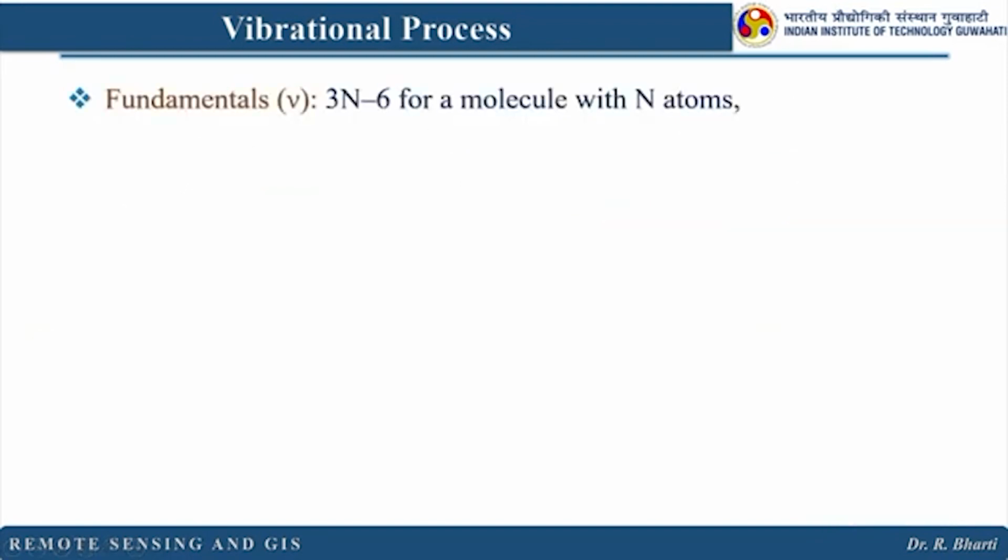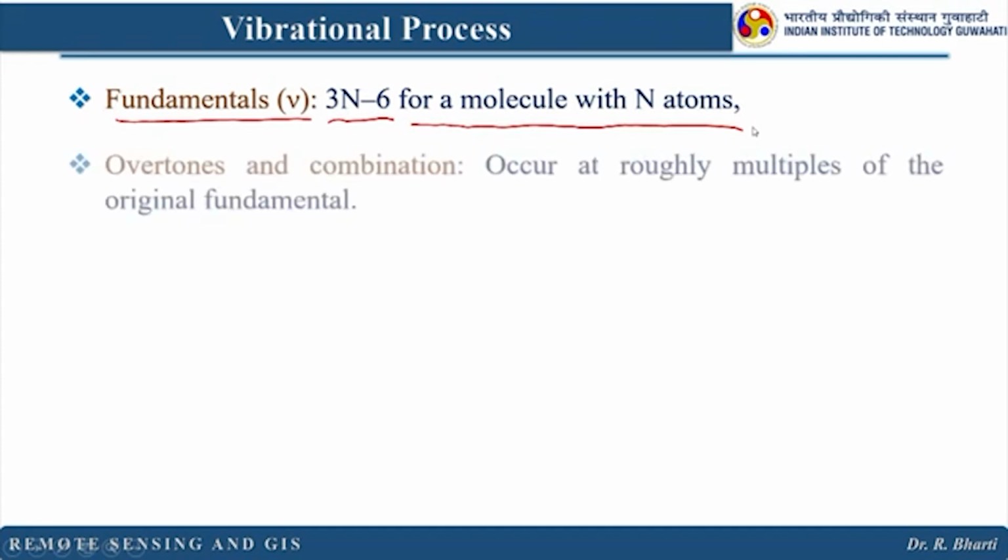So, in vibrational process, the fundamental frequency, that is this nu, is basically 3n minus 6 for a molecule with n atoms. So, this is very important. This is a rule to identify how many fundamental frequencies we can have for a given target, right.